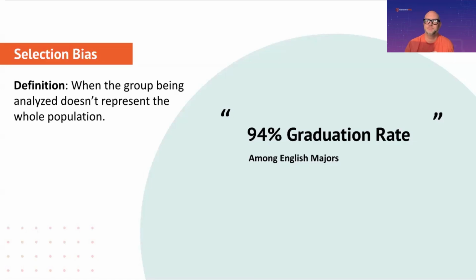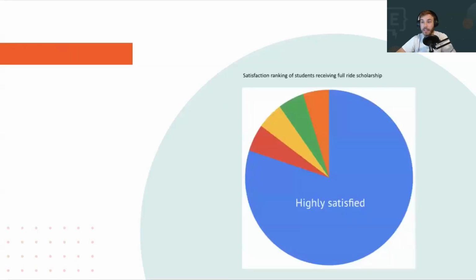Great point there too. Okay, let's go ahead and move to the next one here. Here we've got a chart of satisfaction ranking of students receiving a full ride scholarship. And we can see that the lion's share rated that they were highly satisfied with their, I didn't go deeper into what exactly the question was in this example. That could be their experience at the university as a whole, the experience in their degree program, I'm not sure. But for the purposes of this example, it doesn't necessarily matter.